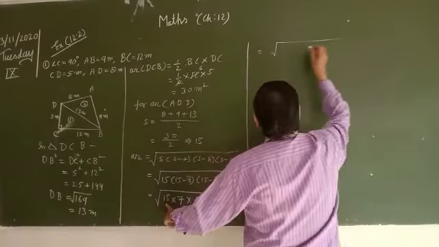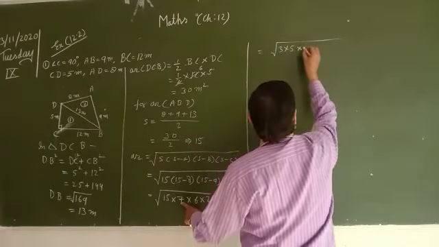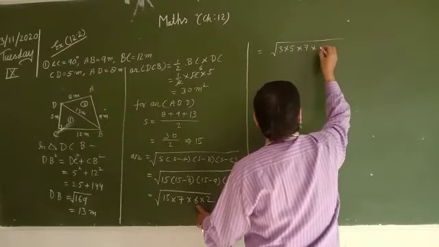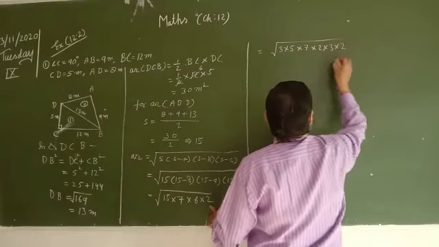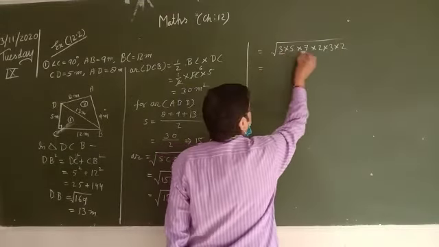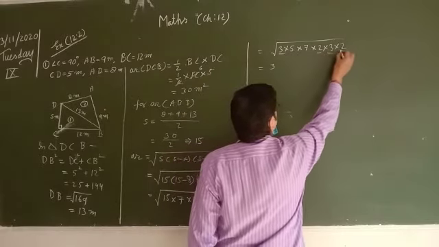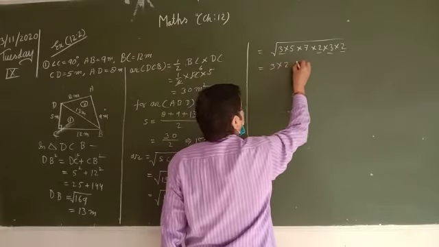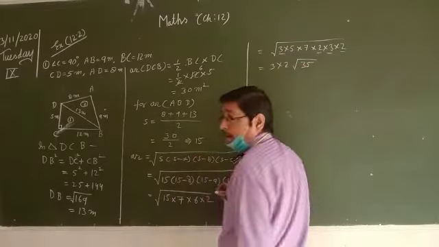15 you can write as 3 times 5. 7 is a prime number. 6 has the factors 2 and 3, and 2 is also a prime number. So there is a pair of 3s, so take out the 3. There is a pair of 2s, take out the 2. And inside the root, 5 times 7 is 35. Clear?